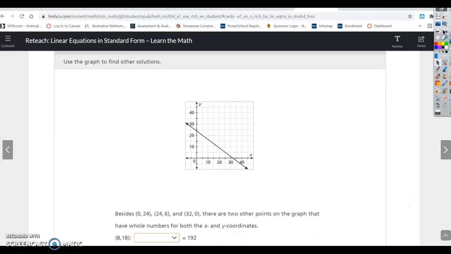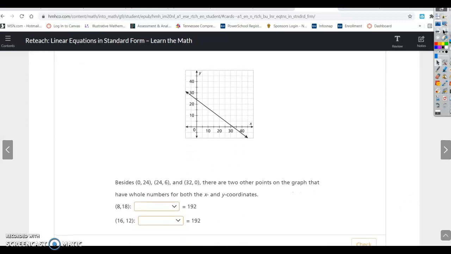Find other solutions. Use the graph to find other solutions. Your solutions are the points along this line that are whole numbers. Again, we can't have half of a frame if he's going to be showing something in the art gallery. So we have to figure out what whole number values will work. So 8 and 18: $6 for 8 frames and $8 for the large 18 frames. I might have said that backwards.